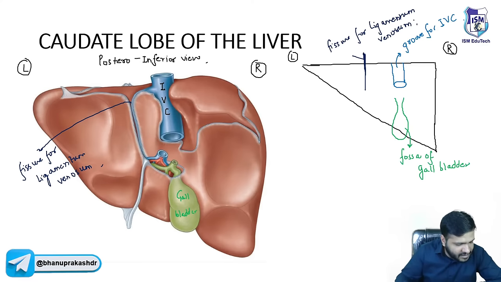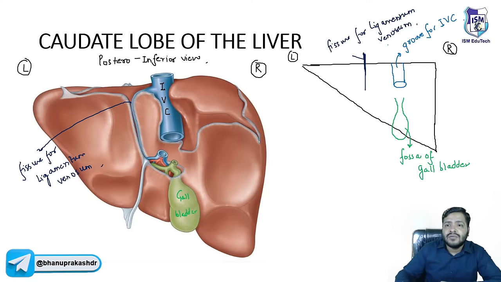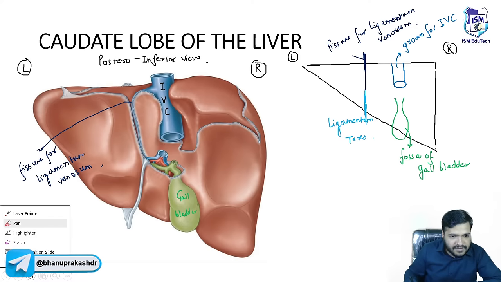Can anyone tell me, if the ductus venosus persists, what will it lead to? Anyone in the chat box? So the fissure for ligamentum venosum is connected to this ligamentum teres. It is connected to this ligament, and that is the ligamentum teres. And these two, yes, everyone is right.